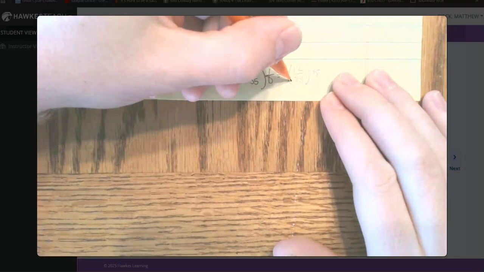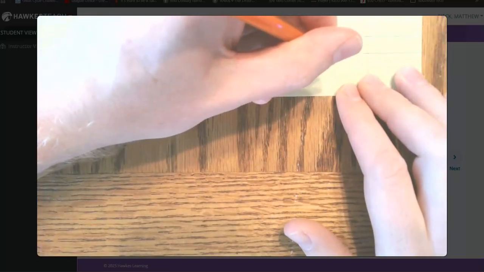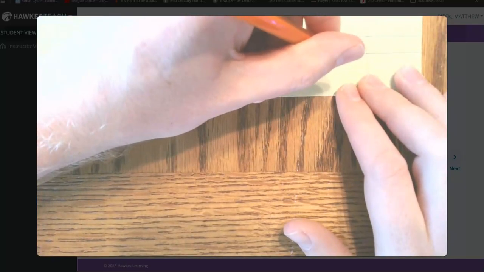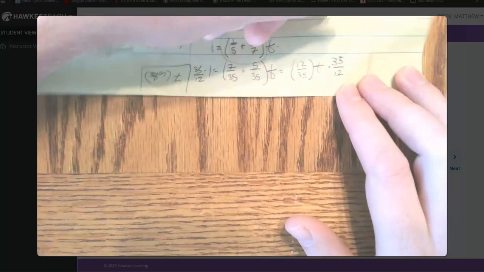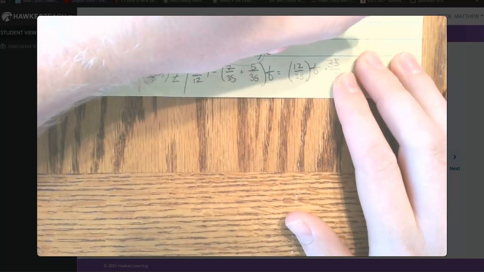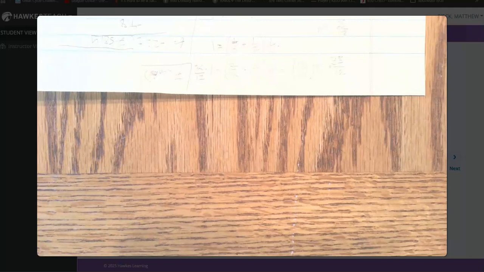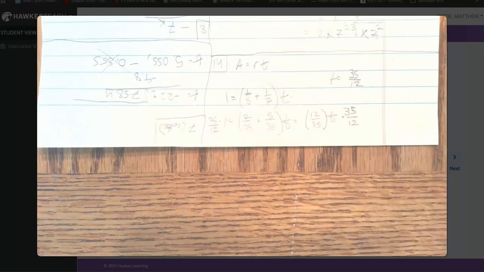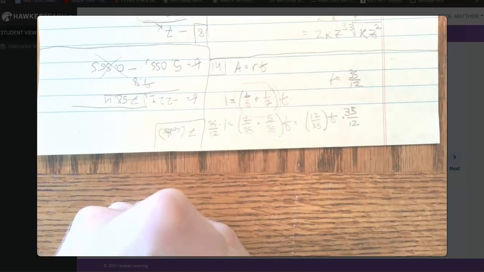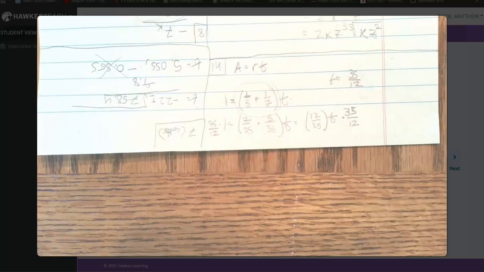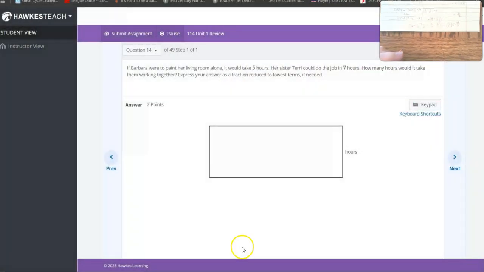All right. So then to get t by itself, we can just multiply both sides by the reciprocal. So we can multiply by 35 over 12 times 35 over 12. And we end up with t equals 35 over 12 hours. All right. And I'm trying to see if there's anything that goes into both of those. In this case, there's nothing that goes into both of them. So in this case, it says express your answer as a fraction. So we just have 35 twelfths.